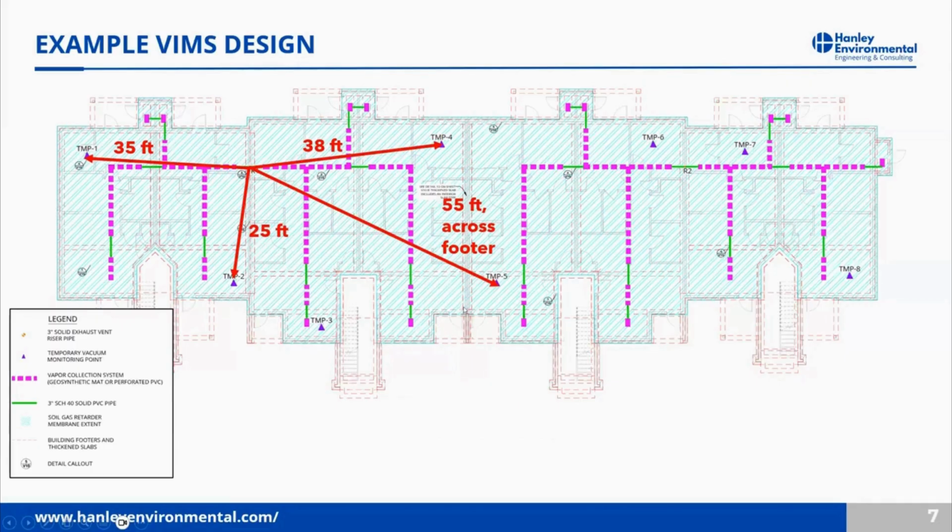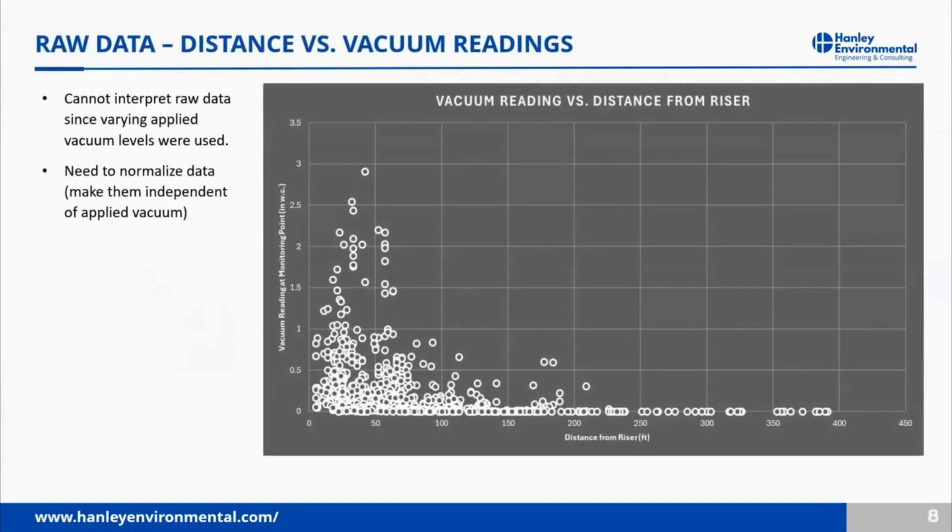And also note in cases where we're going across a footer that can affect the vacuum influence. So we'll take a look at that as well. Here's all the data just plotted on a graph with distance from the riser on the x-axis, and then the vacuum reading at the test port on the y-axis.